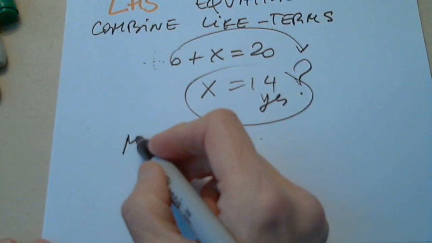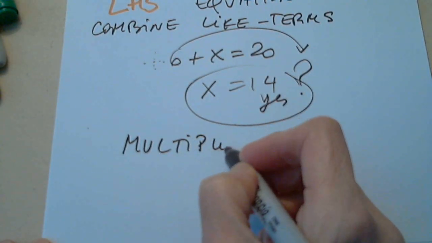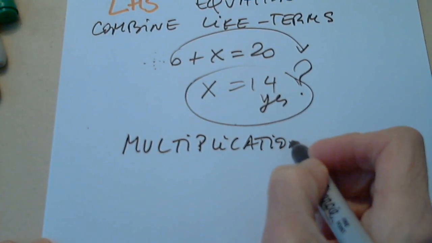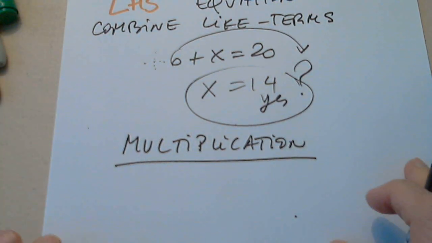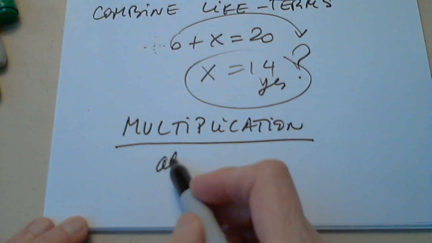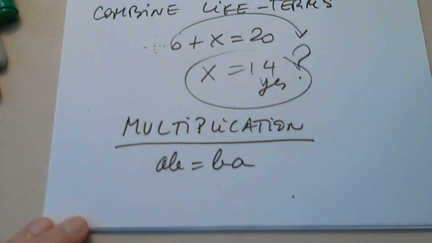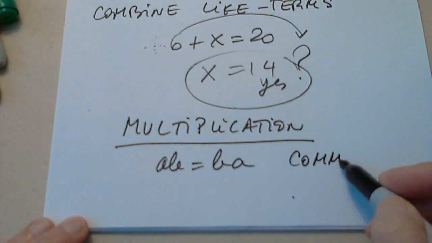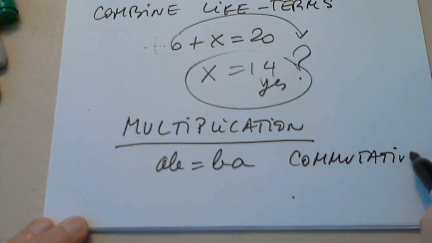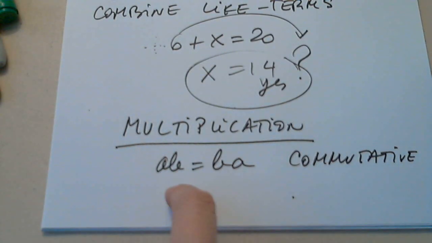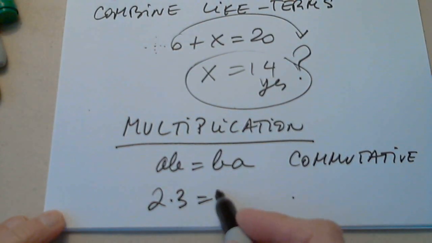Okay, multiplication. Of course, the same properties. AB equals BA. Commutative. The order is not important. 2 times 3 is 3 times 2. Not important.